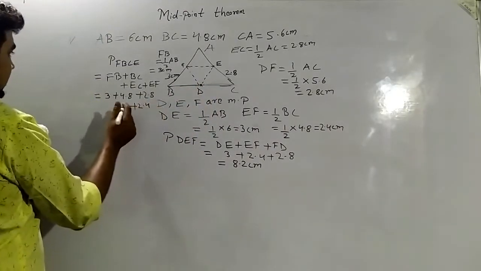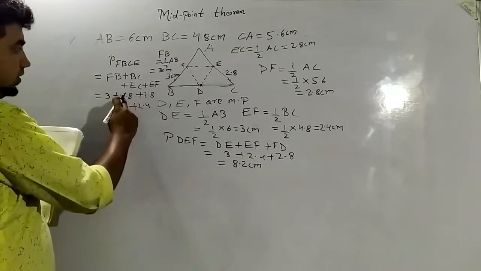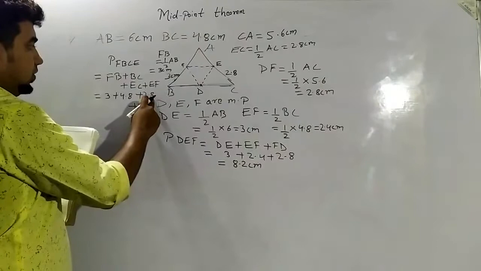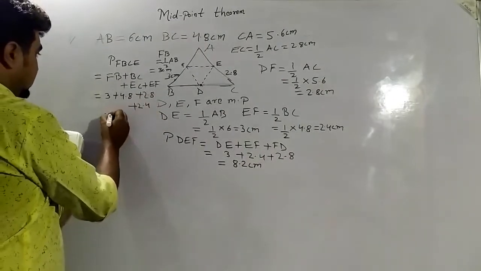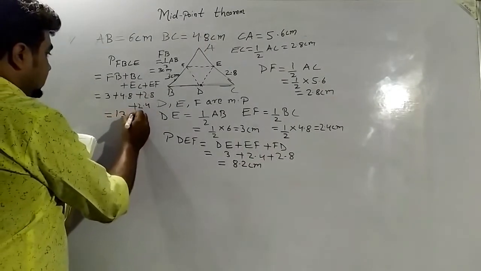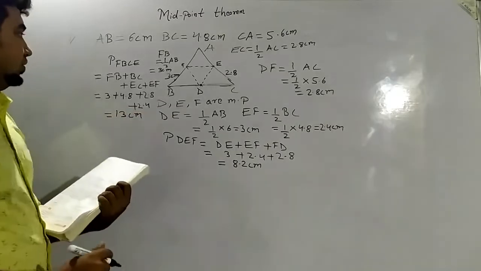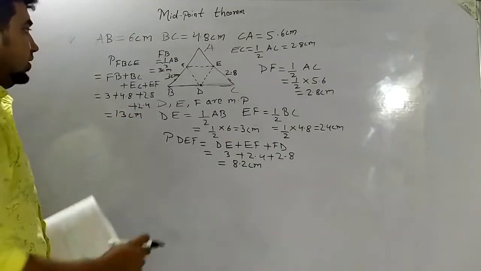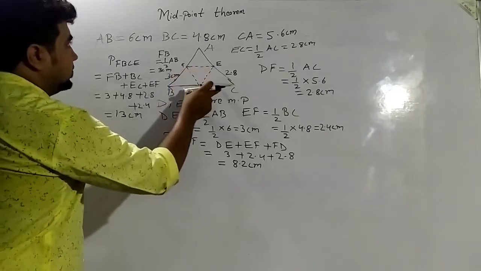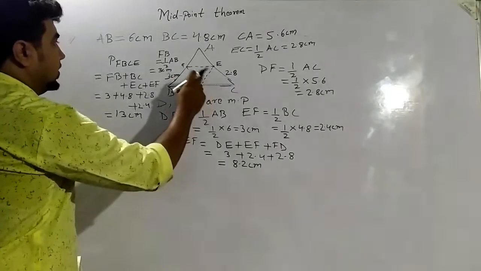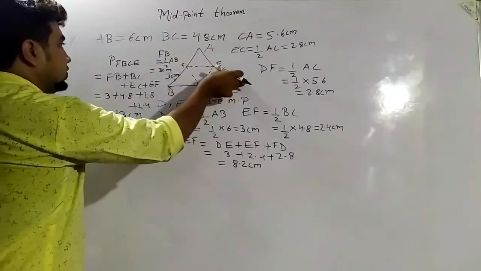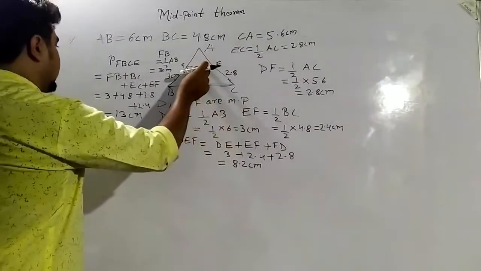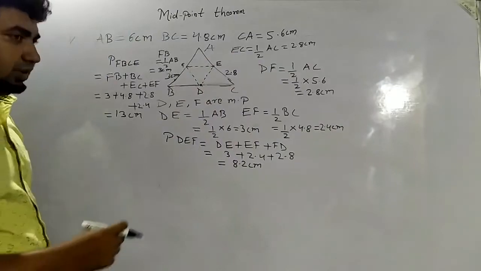So we have to add all the values. This is 7.2 and 8, 2.8, 10, and this is coming out to be 13 centimeter. So this is the length of the perimeter of triangle ABC. Means you have to add all the values. This value of BC is 4.8, this value is 3, this value is 2.8, and this value is also 2.4. So from here we are getting the value.